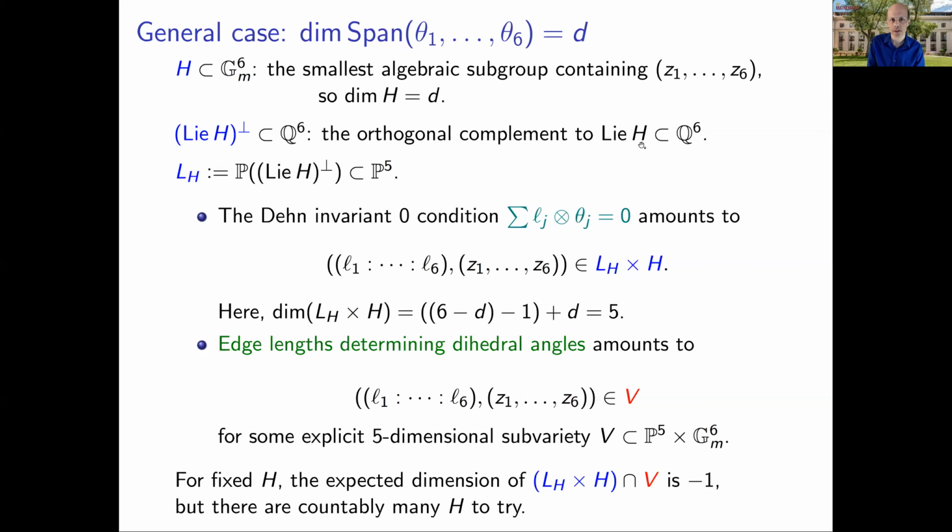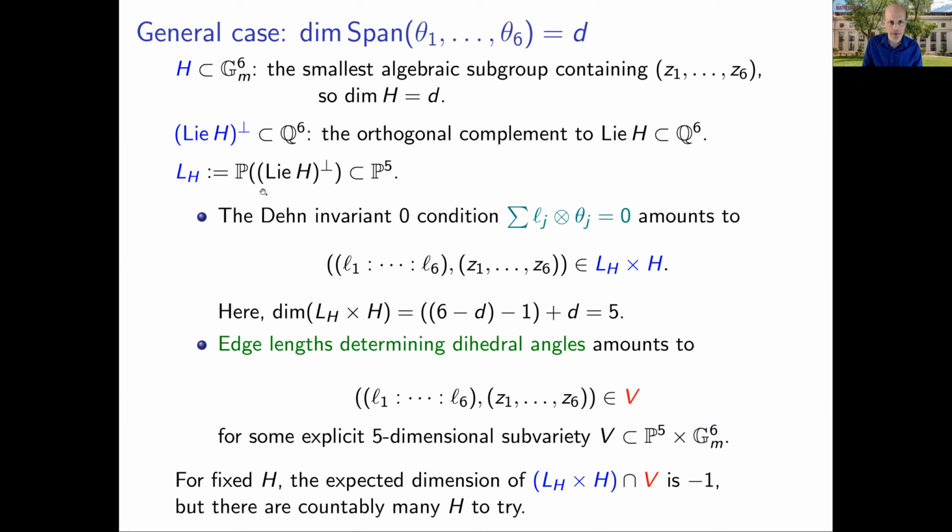If you take its Lie algebra as an algebraic group over Q, you get a subspace of Q to the 6, and then you can take the orthogonal complement, which is keeping track of the relations, or the monomials that cut out this subgroup H. In other words, it's keeping track of the multiplicative relations among the Z's, or the integer relations among the thetas. That's some subspace, and if you take the P of that subspace, that's some projective linear subspace inside P5. It's just some lower dimensional projective space.